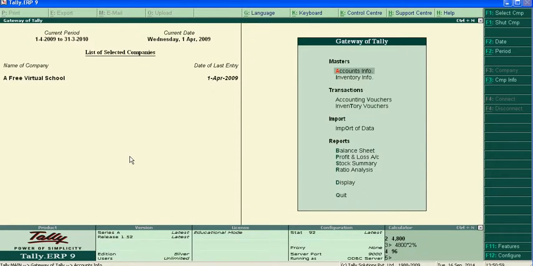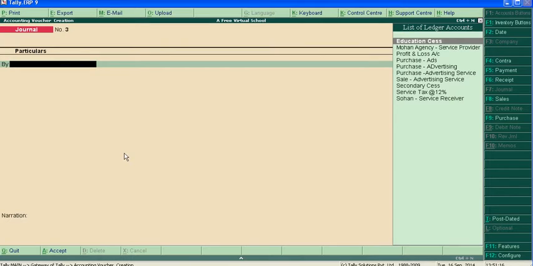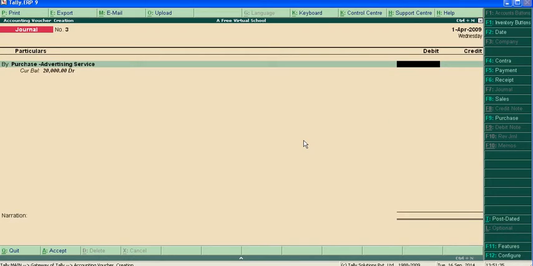Okay. Now just go to accounting vouchers, where you have to pass the voucher entries of service, when you have to provide the service or when you get the service. Suppose in the journal voucher, you get the service from a service provider. Suppose Mohan is a service provider, you get it from him. So this is a purchase. You are getting the advertising services.